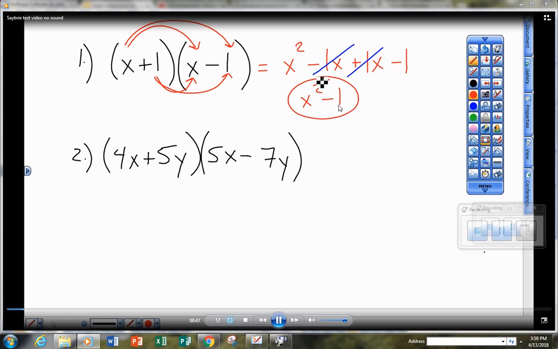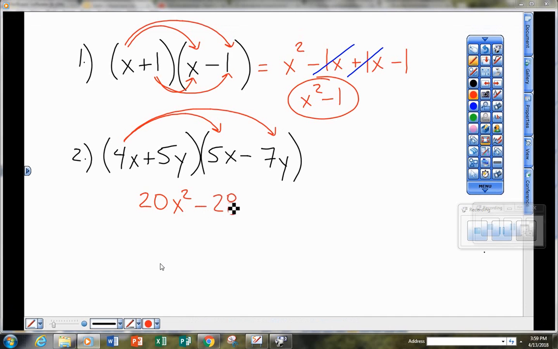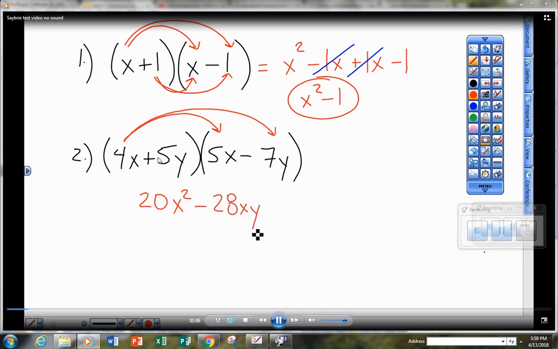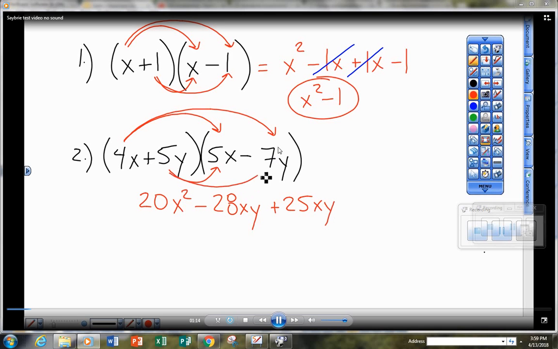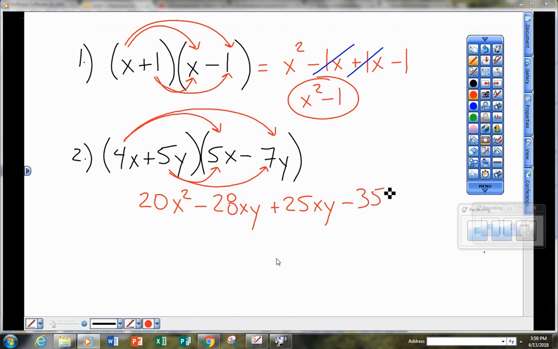You got a minus, you got a number that could be square rooted. That's one of those special cases, 1x plus x minus. Next one, 4x times 5x gives me 20x squared. 4x times negative 7 is negative 28xy. 5y times x, I'm going to write that 25xy again. I'm going to write it in that order, 25xy. And then 5 times negative 7 is negative 35y squared.